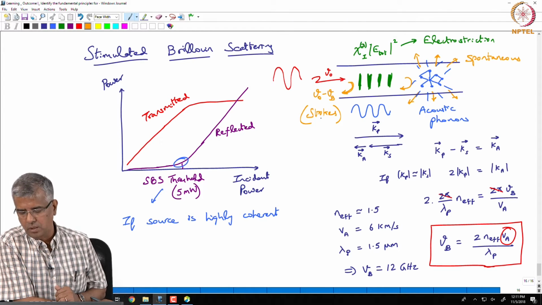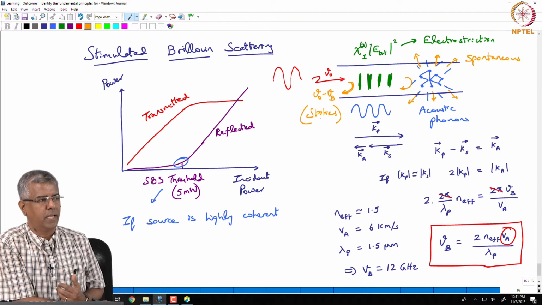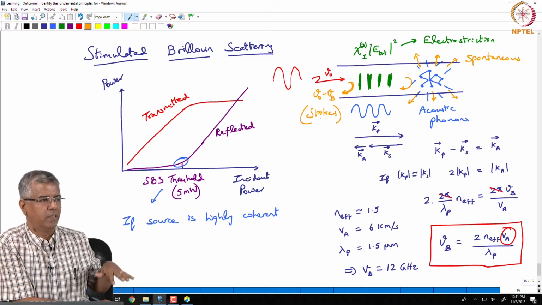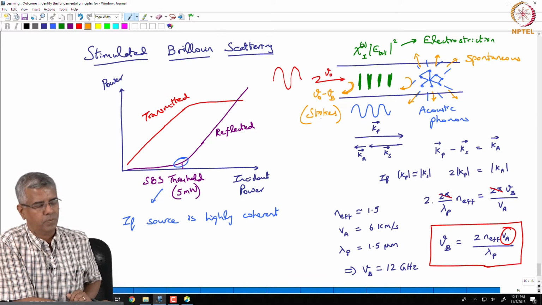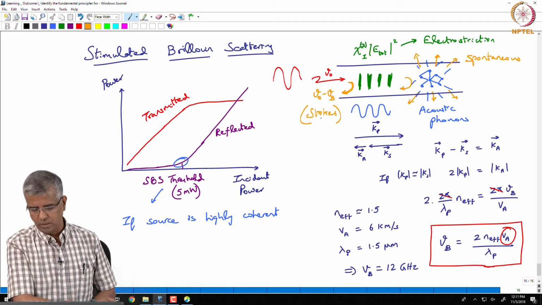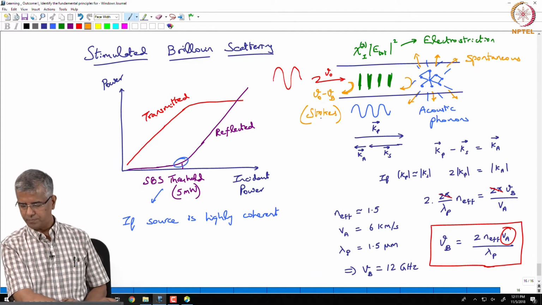Okay. So, at lower power levels spontaneous scattering is happening, but there are not enough spontaneously scattered photons that can create that modulation of the electric field, which gives you that modulation of the refractive index of the material. So, you do not have stimulated scattering at lower power levels.